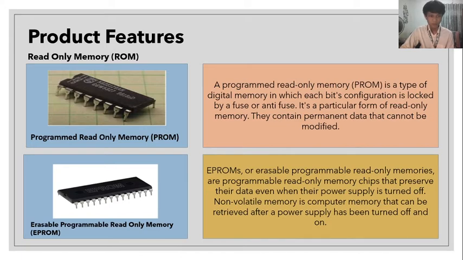First is programmable read-only memory, PROM. A programmable read-only memory is a type of digital memory in which each bit configuration is locked by a fuse or anti-fuse. It is particular from a read-only memory. They contain permanent data that cannot be modified.